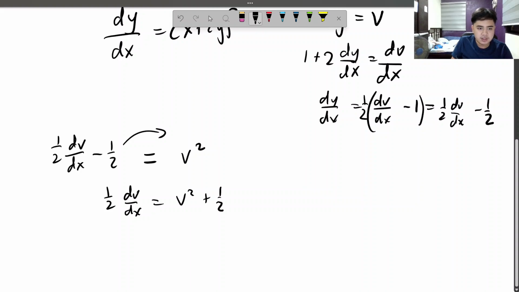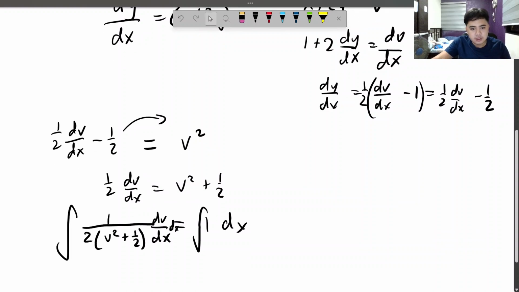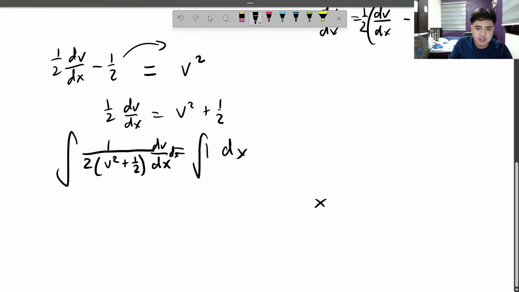While we're at it, we can multiply by 2, but we can directly divide by v squared plus 1/2. So we get on the right hand side 1, on the left hand side dv over dx times 1 over v squared plus 1/2. Now we can integrate both sides with respect to x like we always do. And the integral of 1 is just x, so that's easy. Plus c, we can't forget plus c.